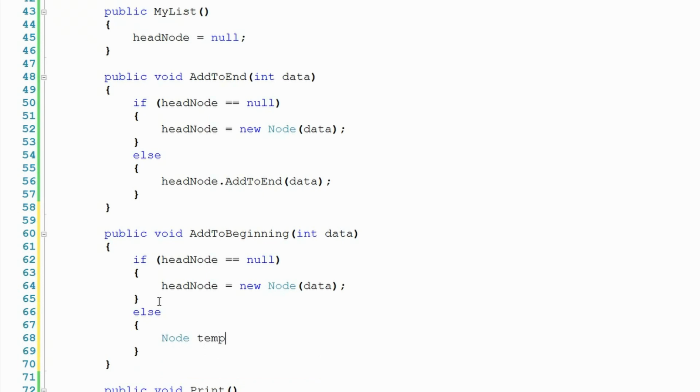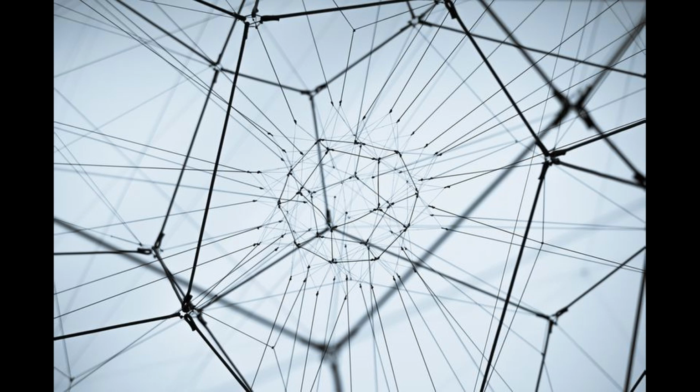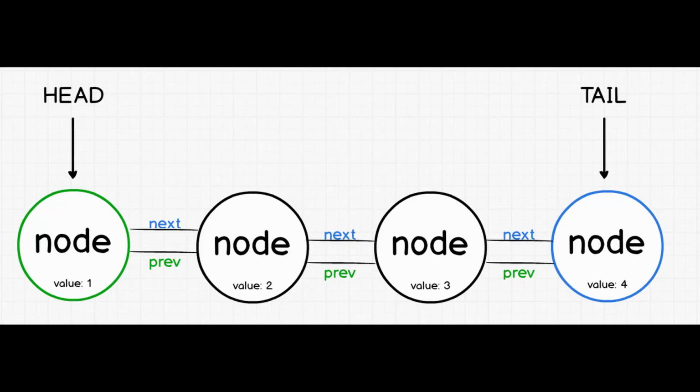If it is not null, we have to create the temporary node as we saw before, and we have to readjust the pointers. Just put an else. Then we go ahead and create a temporary node, temp, with a new Node, passing the data. Right here, be careful with our pointer. temp.next equals headNode. Okay, you can go back and look at the previous tutorial to visualize what is going on. Finally, you're going to say headNode equals temp.